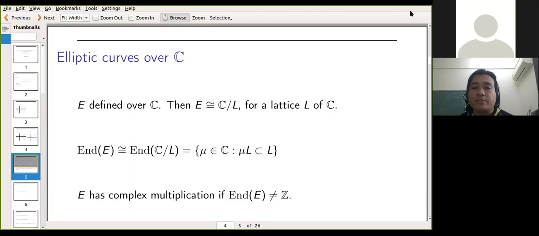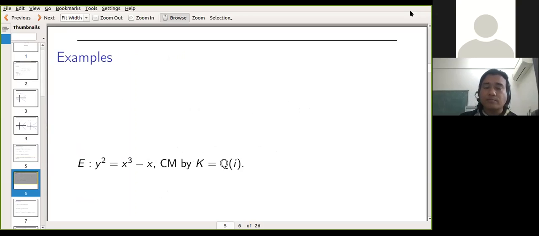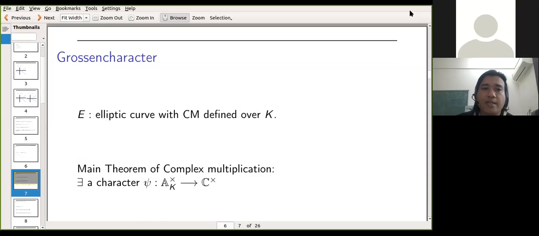Okay, so these things I have, and what is beautiful about these things is we are going to see. So for example, the first curve which we saw, y squared equals x cubed minus x. Okay, so we can show that this has complex multiplication by Q(i). Here i is the usual imaginary number, square root of minus 1.